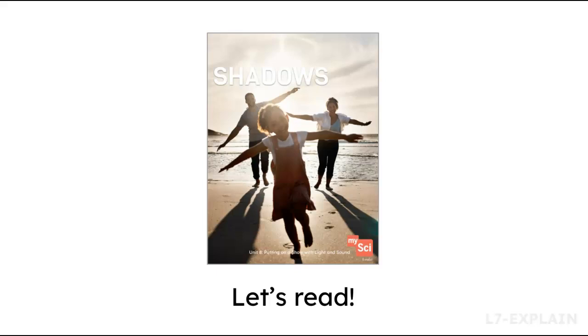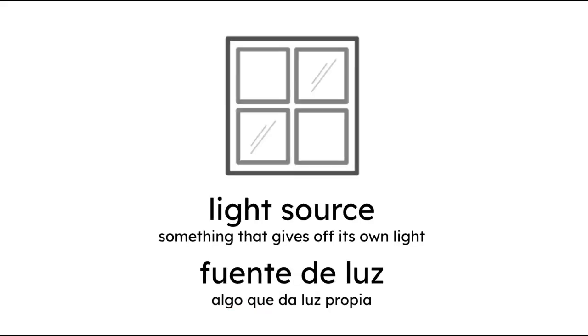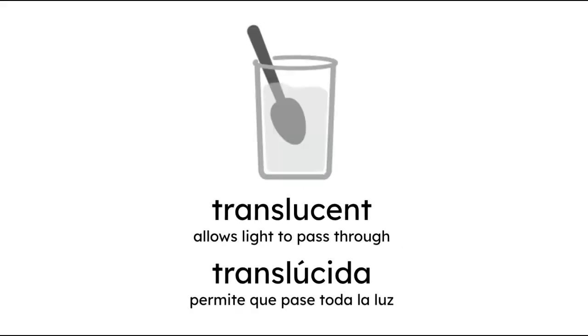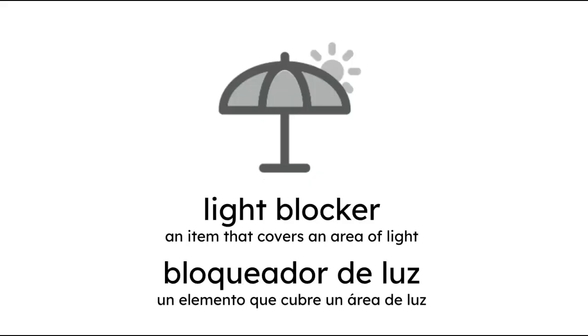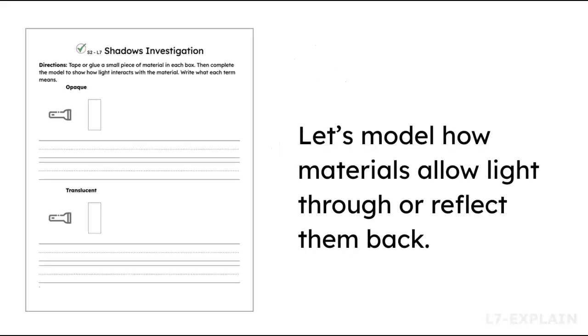During the discussion, you'll read My Size Shadows and post the opaque, light source, reflective, translucent, light blocker, and shadow vocabulary cards. Students will also use the Shadows Investigation student journal page to use arrows to show how materials allow different amounts of light to pass through them and reflective materials redirect light beams. They will answer the question on the last page at the end of the lesson. They will also make a claim about what material they will use for their shadow puppet using evidence from their observations.